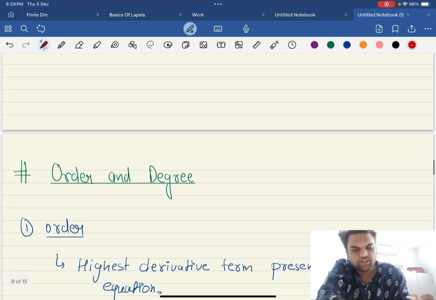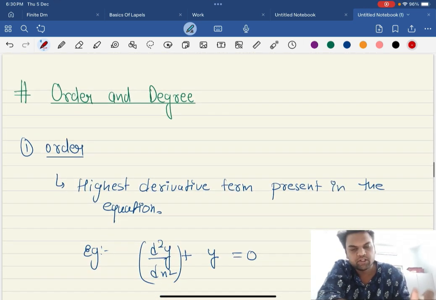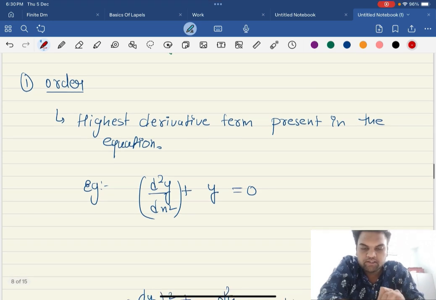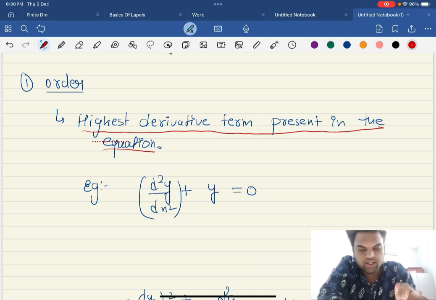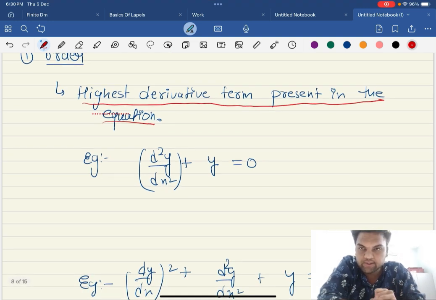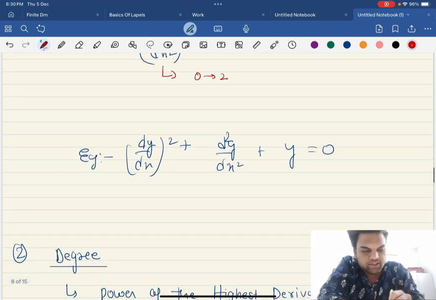Now if we move on, what is the order and degree of a differential equation? Order is nothing but the highest derivative term present in the equation. Like if we take d square y over dx square, which is the highest derivative present in this differential equation, so it is of order 2, so the order of the equation became 2. Similarly, in this equation, the highest derivative term is this and not this, so this became the order of the differential equation, which is 2.